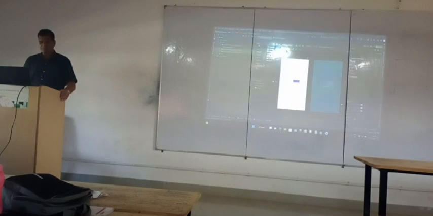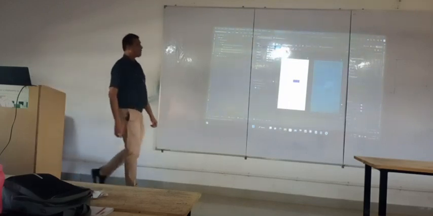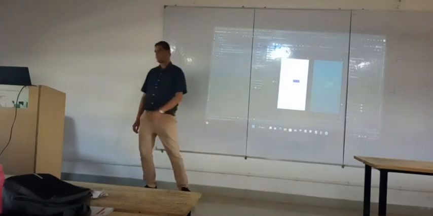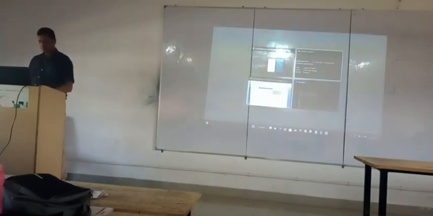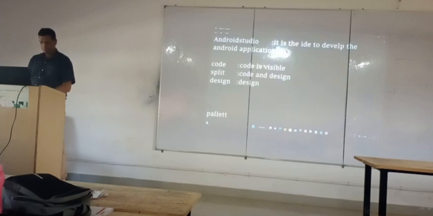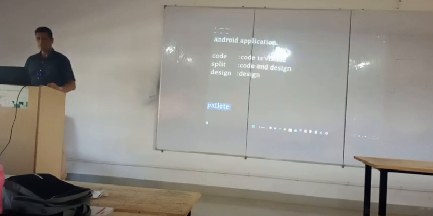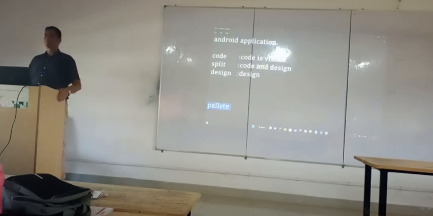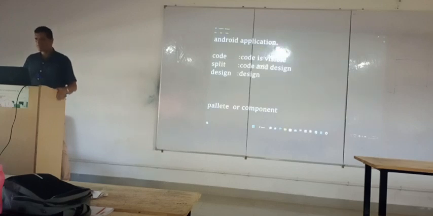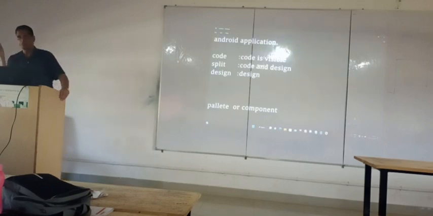Now go to the option design. And here you see something. That is known as palette. What is palette? Anyone? So palette is nothing but the components. I hope all of you know about component. So button is a component, checkbox is a component, list box is a component. Yes or no? Image view is a component.